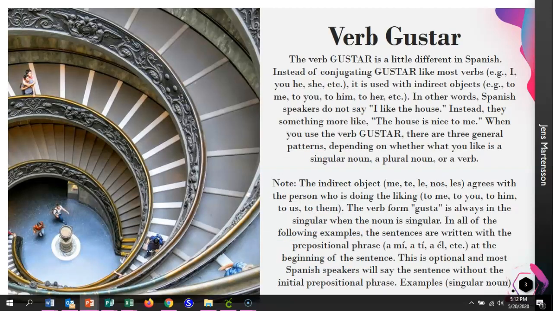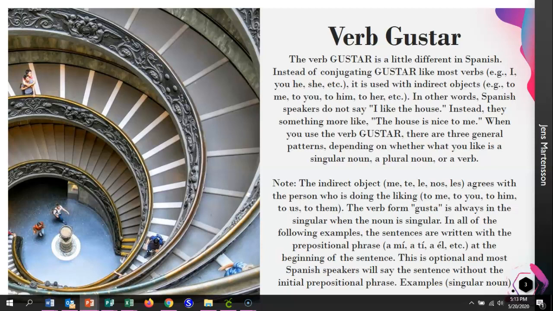All right, let's talk about the verb gustar. The verb gustar is a little different in Spanish. Instead of conjugating gustar like most verbs, for example, I, you, he, she, and so on, it is used with indirect objects: to me, to you, to him, to her. In other words, Spanish speakers do not say, I like the house. Instead, they say something more like, the house is nice to me. That's what it would sound like if you translate it exactly word for word.